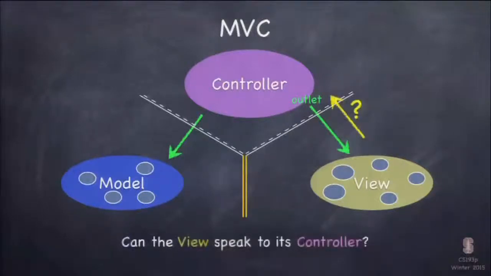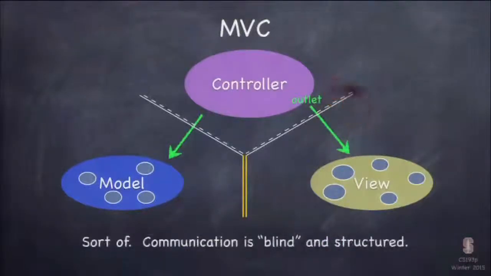What about the view talking back to the controller? You got these generic view objects like buttons. Can they talk to the controller? Well, yes, they can, but they have to be careful because the view objects are generic. So they can't really know much about the controller. So they can only communicate back to the controller in a blind way, where they don't know the class of the thing they're talking to, and in a structured way, a way where we all agree we're going to communicate this way between the view and the controller. So what's an example of a structured way?